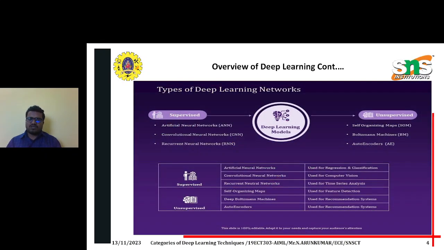There are supervised and unsupervised learning in machine learning. These are involved in the deep learning process. Under supervised learning, we have the artificial neural network, the convolutional neural network, and the recurrent neural network. These three are placed in supervised machine learning under deep learning technique. Based on the supervised process, the deep learning technique is performed.